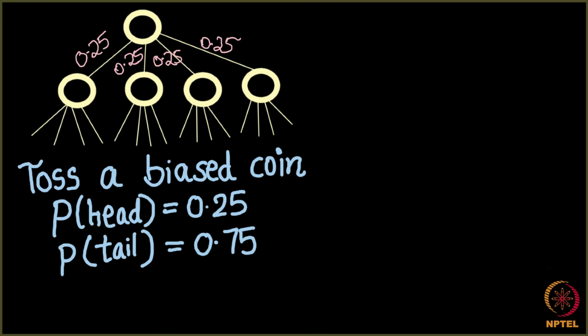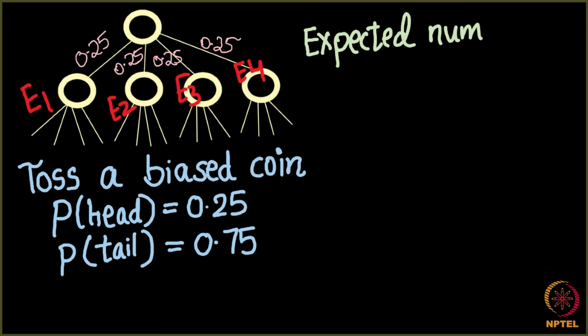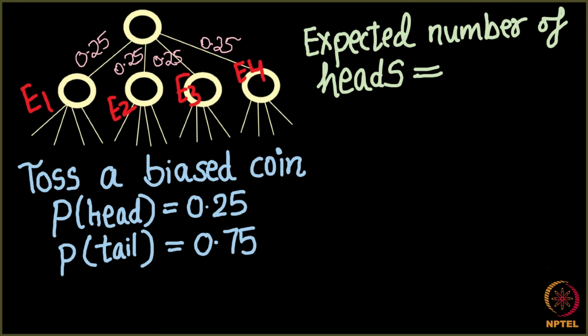Again I will have these 4 experiments here. For each experiment I am going to toss a coin, and if I get a head, I infect the particular node. If I get a tail, I do not infect the particular node. And here, what do you think is going to be the expected number of heads? It's again very simple. It's almost the same as what we have done previously.